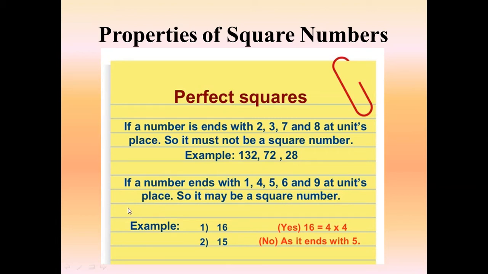But if a number ends with digits like 1, 4, 5, 6 and 9 at the units place, then it may be a square number or it may not be. So children, just notice the unit digit of any given number. If you notice these digits at the units place, then definitely it will not be a perfect square. And if you notice these digits at the unit place, then it may or may not be a perfect square.